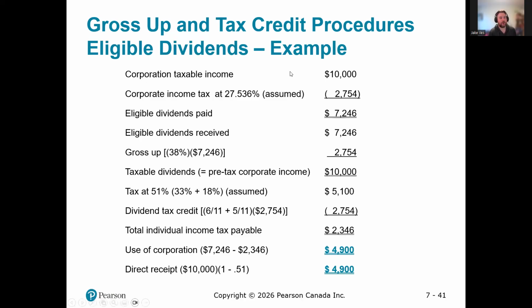So having the corporate tax dividend goes through a number of steps: the gross up, the taxes, the dividend tax credit, but ideally it will get us back to the same place as if we had earned it personally.